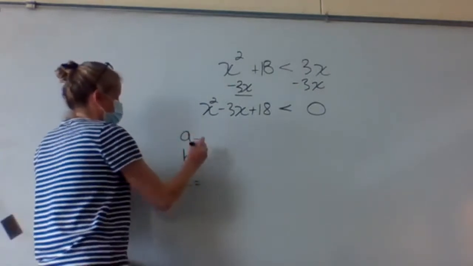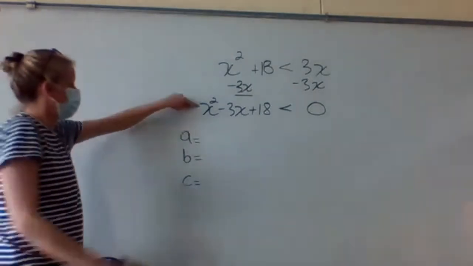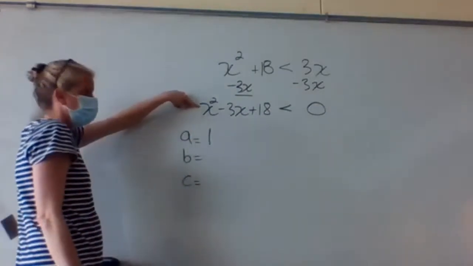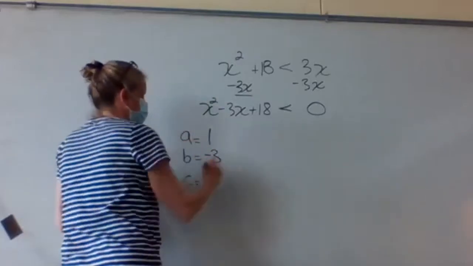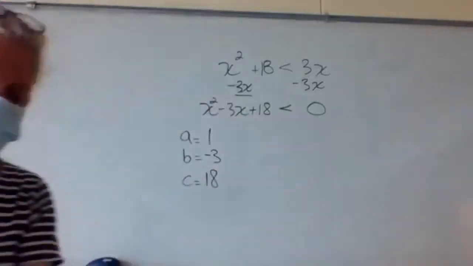So something funny is going to happen on this one. My A is 1, my B is -3, and my C is 18. So let's put that in our quad and see what happens.